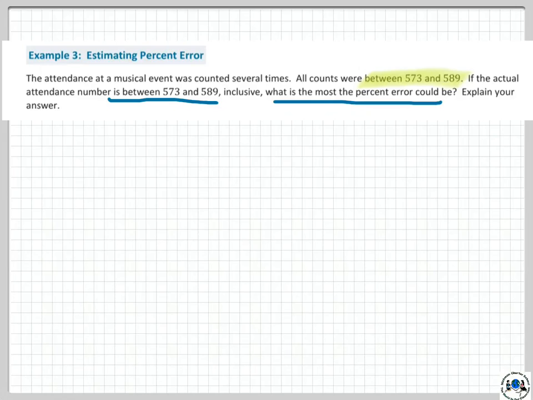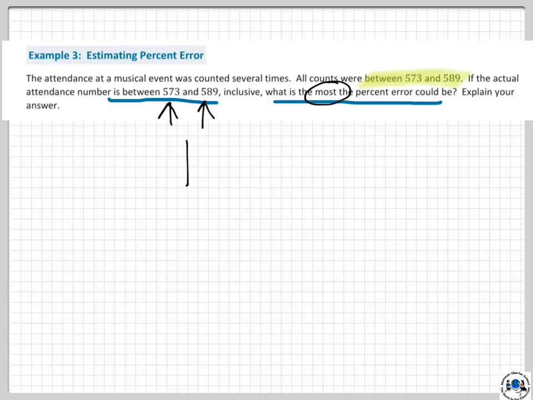Okay, so here we go. We're looking at what is the most the percent error could be. So we're trying to find the worst case scenario, and the worst case scenario, or the highest percent error, would be between these two numbers, the minimum and the maximum. So all we would have to do is find the, and we can use either one of these.